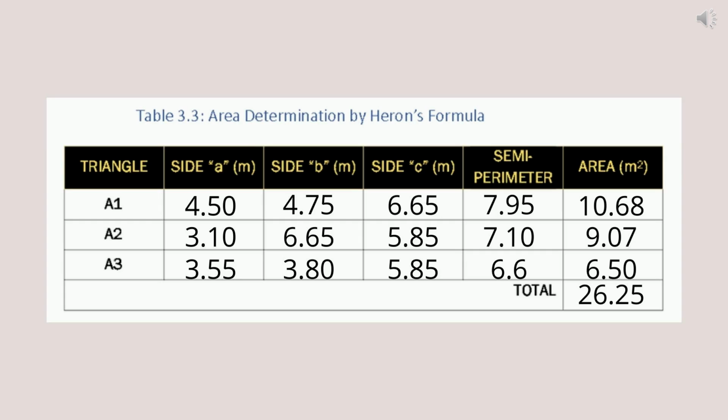Substitute the values of the semi-perimeter and sides a, b, and c into the equation, Heron's formula. Repeat steps 3 to 4 for the chosen second and third triangles of the polygon to determine the whole area of the polygon. Take the summation of areas A1, A2, and A3.